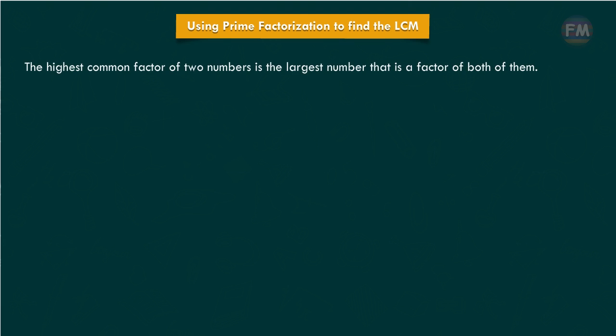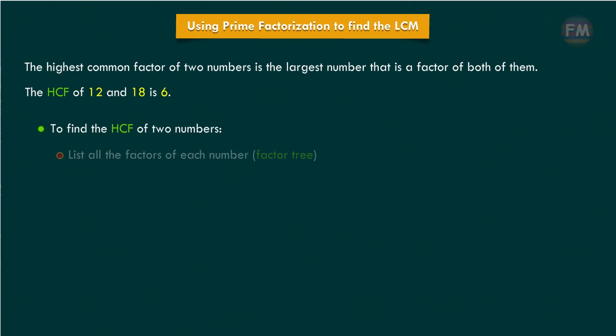The highest common factor of two numbers is the largest number that is a factor of both of them. The HCF of 12 and 18 is 6. To find the HCF of two numbers, list all the factors of each number, using a factor tree. Identify the largest factor that is in both lists.